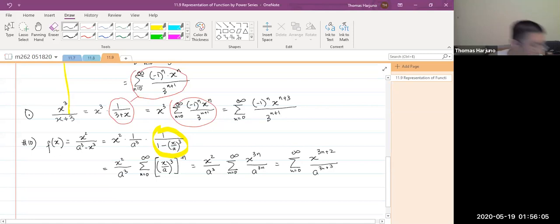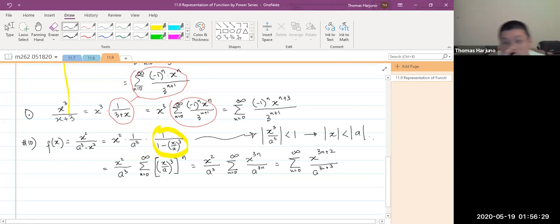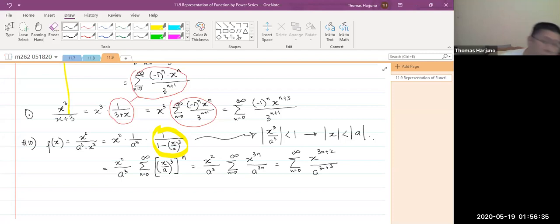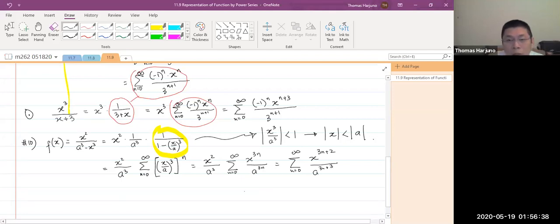Okay, now how about the interval of convergence? The interval of convergence will be: absolute value of x cubed over a cubed is less than 1, which implies absolute value of x is less than absolute value of a. Okay, so the interval of convergence will be at least from negative absolute value of a to positive absolute value of a.